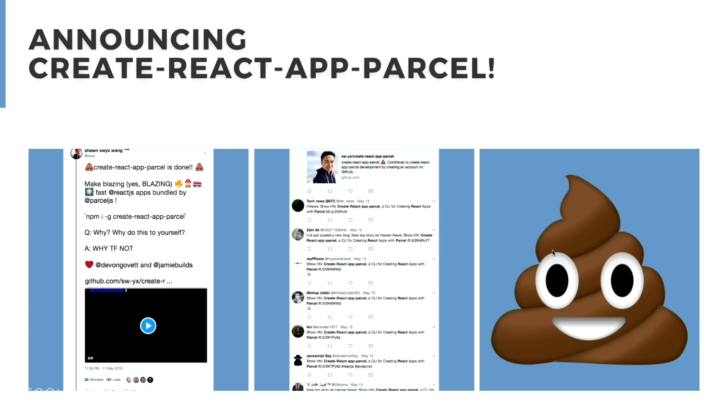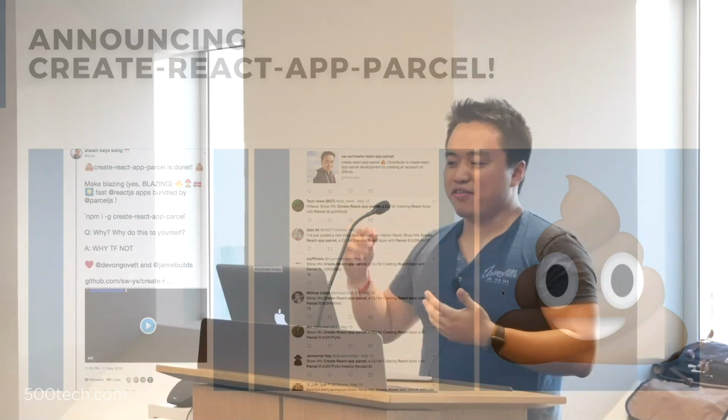Fun fact about getting to the front page, the top of Hacker News: there's a lot of bots. They just post the title, and I don't know what's in it for them, but they have titles with all the exact same things. Yeah, it's just weird. And obviously because of the initials of create-react-app-parcel, I gave it the poop emoji. It's very friendly, very cute.